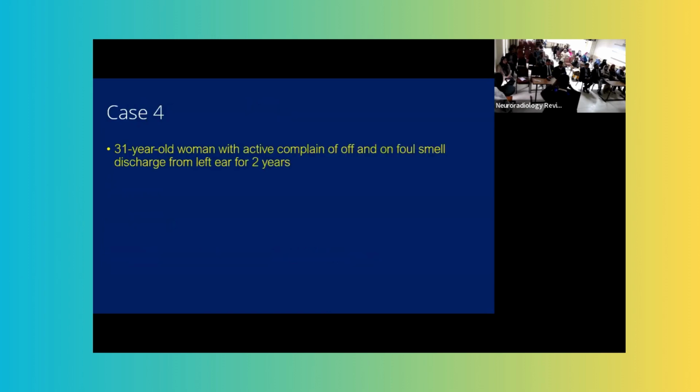Next case is a 31 years old woman with active complaint of on and off foul smelling discharge from the left ear for 2 years. So it's been there for a while. So now you can see that, as I told you, the scutum should be sharp, but there is no scutum here. There is a soft tissue fullness in the epitympanum and Prussak space, and there is also erosion of the adjacent ossicles. And there is a mass effect on the ossicle, so it is suggestive of cholesteatoma.